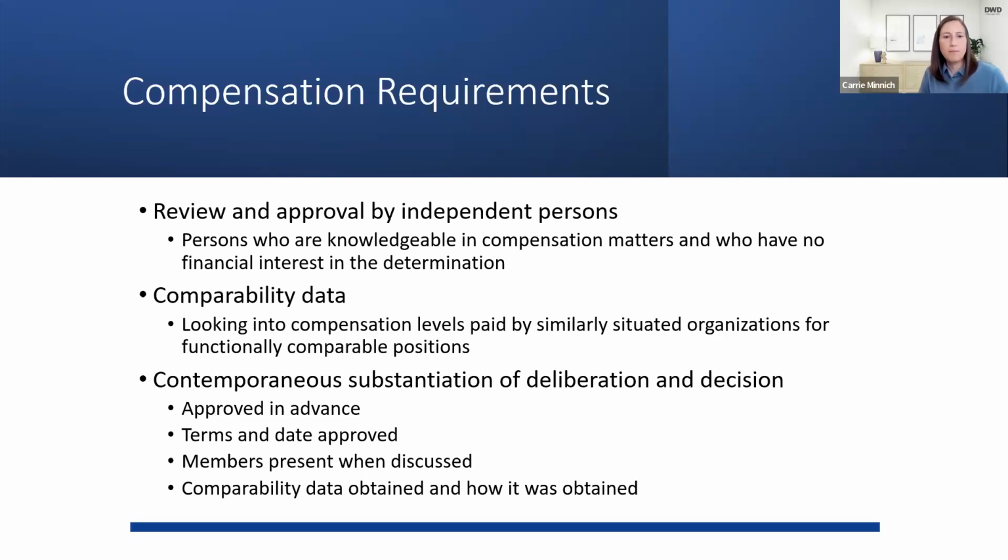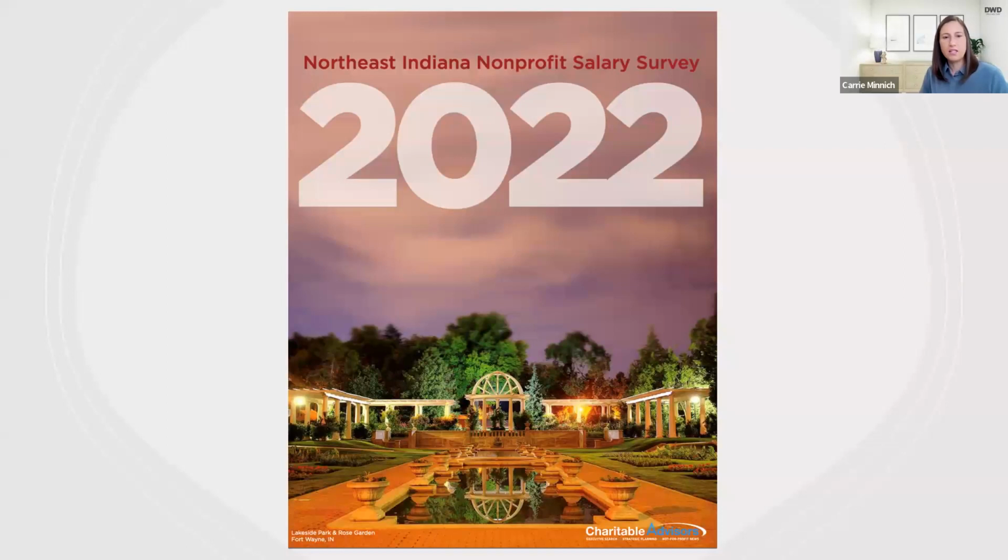Now, when you're looking at comparability data, one thing you might look at is the Northeast Indiana Nonprofit Salary Survey. This is put out, I think every 2 or 3 years, by the Community Foundation of Greater Fort Wayne, United Way of Allen County, and the Alliance for Human Services of Northeast Indiana. This survey covers 16 of the common leadership, administrative, and program positions within a nonprofit. The one in 2022 that I have here includes responses from 153 area nonprofits. So this is one thing that you might look for when you're looking at comparability data.